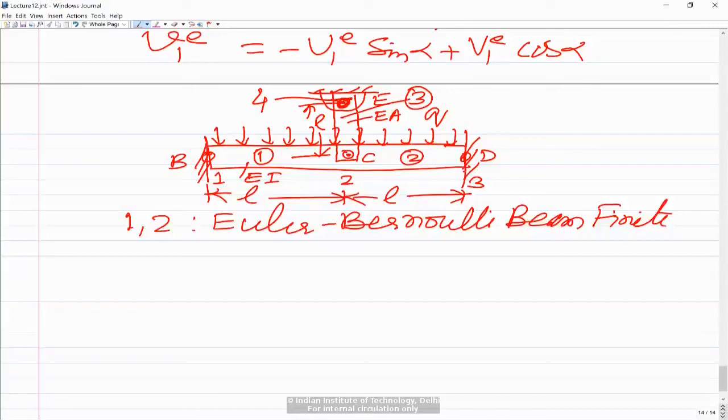Elements 1 and 2 you model using Euler-Bernoulli beam finite elements. So at each node, 2 degrees of freedom: v and dv/dx, that is theta. And element number 3, this rod: the beam BCD is subjected to transverse load, whereas the rod EC is only subjected to axial load. There is no distributed force in between, but due to C there is going to be a force from the beam onto the rod EC, and that would be an axial force. So this can be modeled using a two-noded truss finite element.